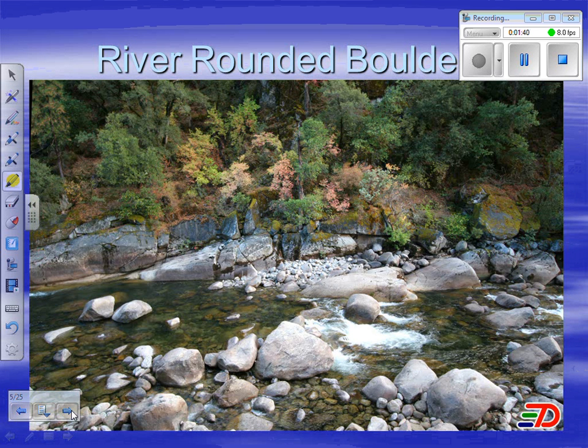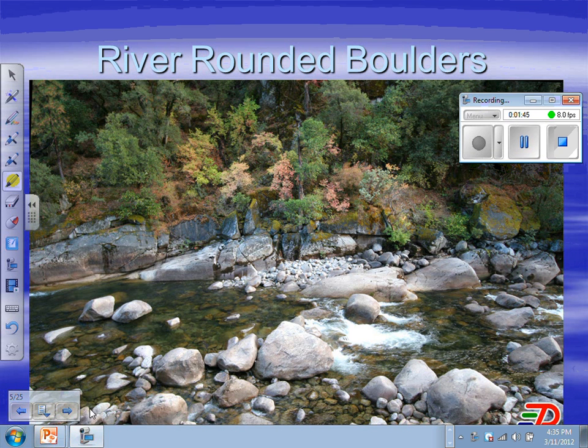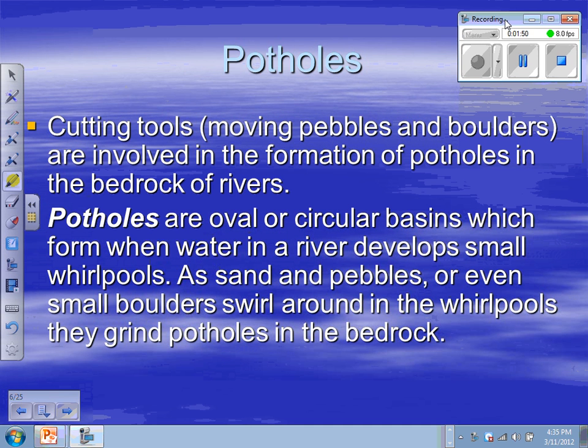This is a graphic illustration of river-rounded boulders. Potholes. Cutting tools, moving pebbles and boulders, are involved in the formation of potholes in the bedrock of rivers. Potholes are oval or circular basins which form when water in a river develops small whirlpools. As sand and pebbles or even small boulders swirl around in the whirlpools, they grind potholes in the bedrock.